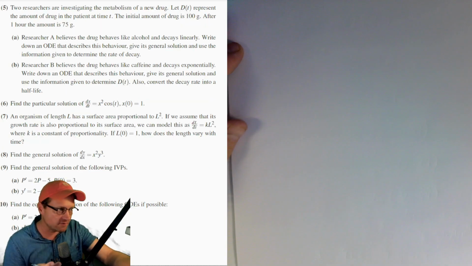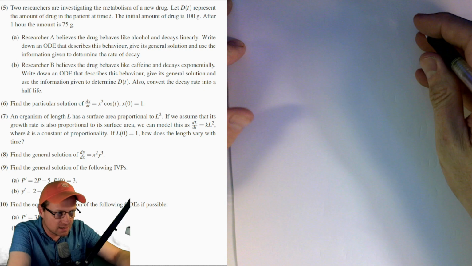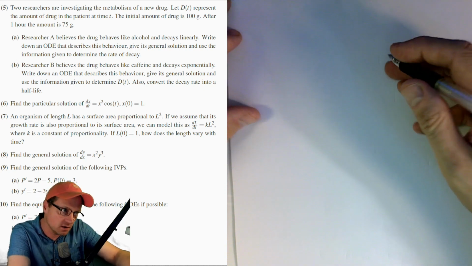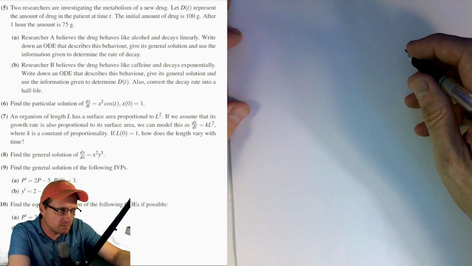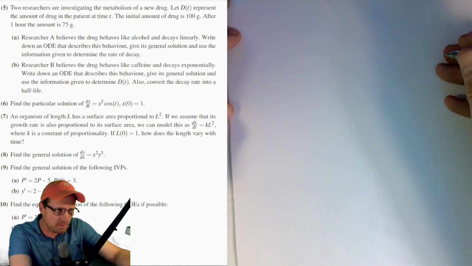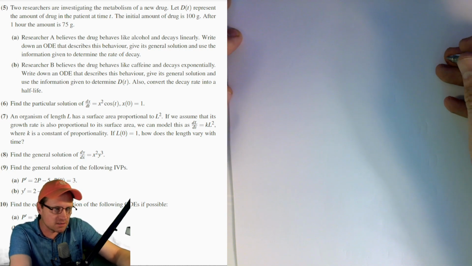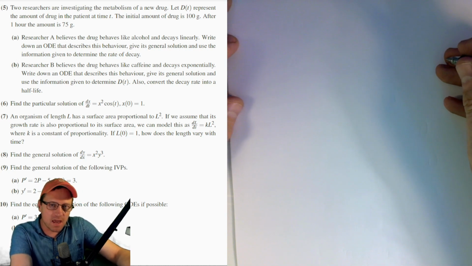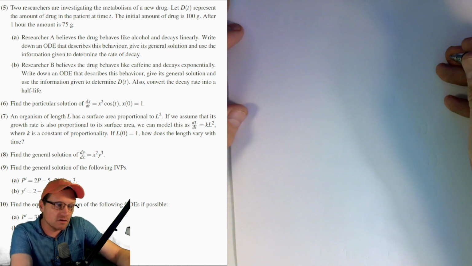Okay, question 5. Two researchers are investigating the metabolism of a new drug. Let D(t) represent the amount of drug at a particular time t. The initial amount of drug is 100 grams. After 1 hour, the amount is 75 grams. Researcher A believes the drug behaves like alcohol and decays linearly. Write down an ODE that describes this behavior. Give its general solution and use the information to determine the rate of decay.